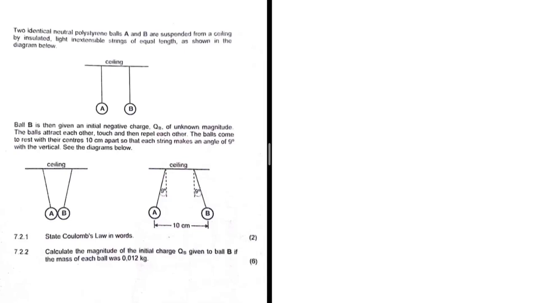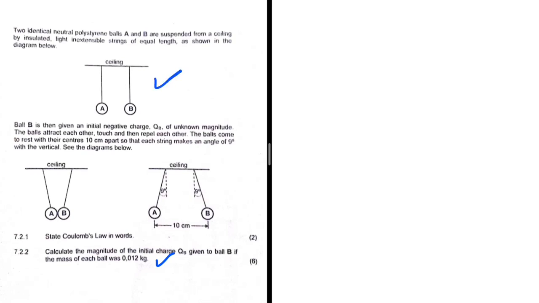This is a special question. I did take some time going through it. Let's go ahead and take a look. Calculate the magnitude of the initial charge QB given to ball B if the mass of each ball was 0.012 kilograms. Let's go through our question statement and see what is happening. So two identical neutral balls A and B are suspended from a ceiling by insulated light inextensible strings of equal length as shown in the diagram below.